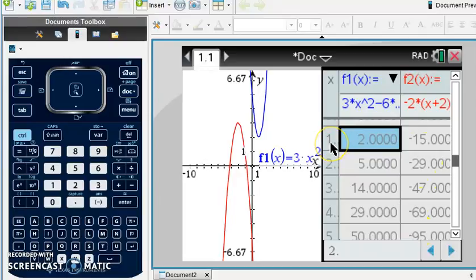So when x is 1 for my blue function, my y is 2. When x is 1 for my red function, my y is negative 15. So you can use that to graph some accurate values when you're plotting points. And that is how we graph quadratics.